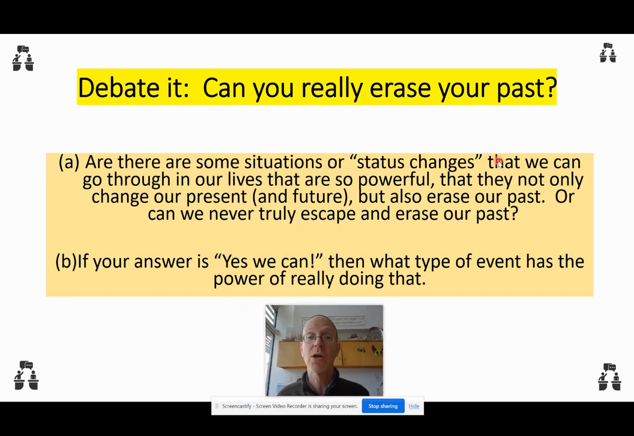And we asked this question in class. Are there some situations or status changes that we can go through in our lives that are so powerful that they not only change the present and future, but also erase our past so that we can never truly escape or erase it? So I'll tell you 2 ideas that someone said in class, and I want you to respond to them. One is that Aaron Zu said, actually, maybe the bar bat mitzvah is an event like this, that the change of responsibility from parent to child and child to parent is so powerful that it erases the past. What do you think? Yes or no? And then question number, I think this is 15. Let's just call it 16, even if we skip.